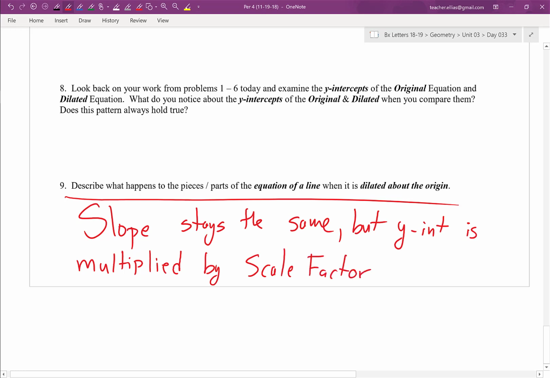Okay. When you're done with that, I'm going to pass out exit tickets. Exit tickets are on the back of your launch. Number 1, everyone should be able to do. Number 2, that's a stretch.